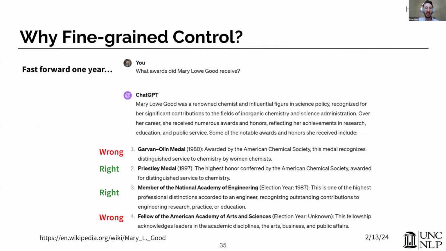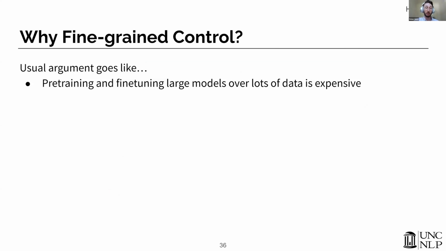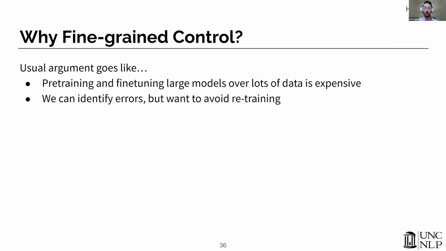So the usual argument at this point is: how should we respond to these kinds of errors? Well, pre-training and fine-tuning these large models over lots of data is expensive. We can definitely identify errors, but we want to avoid these really expensive retraining processes, costly in terms of time and resources. It'd be nice if we could fix errors one at a time. We see the errors come up, and we just want to be able to say the answer to this question is Y rather than X. And if the model could just learn from this feedback on this one question, that seems quite practically useful.